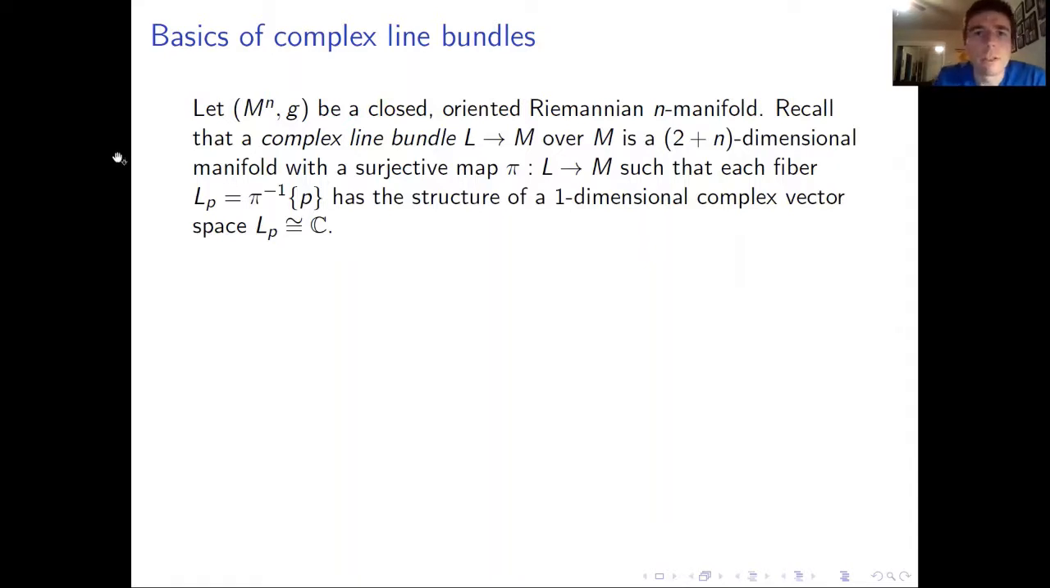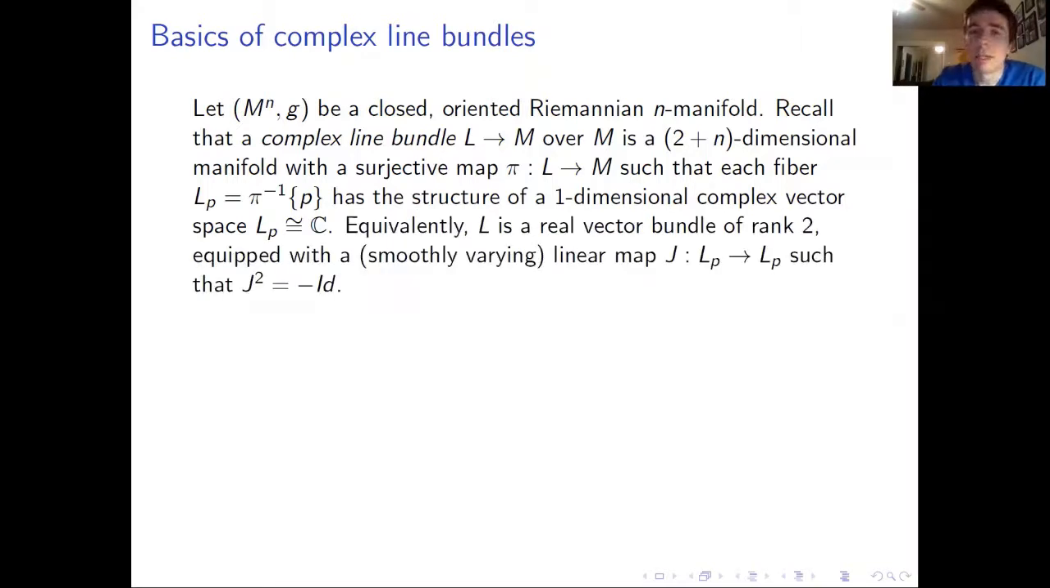Okay. So recall that if we're on a closed oriented Riemannian n-manifold M, a complex line bundle L over M is a 2 plus n dimensional real manifold with a surjective map π from L down to M, such that each fiber, so the preimage of P under π, L_P, has the structure of a one-dimensional complex vector space. Okay, so we just have a family of complex vector spaces sitting over our base manifold M.